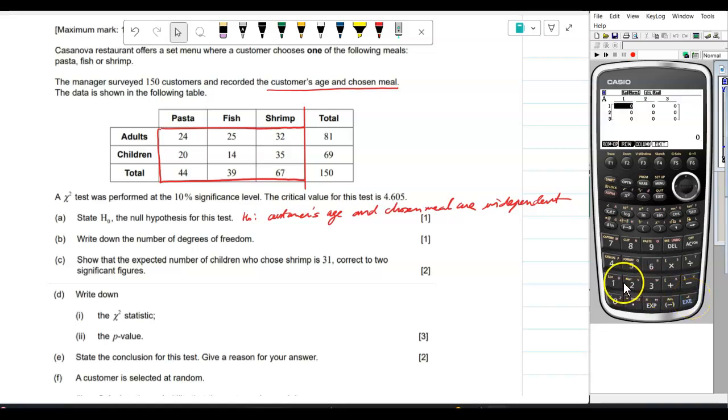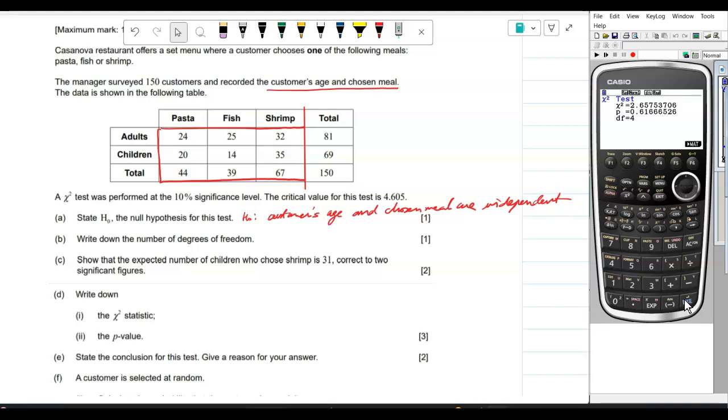You type it in: 24, 25, 24, 25, 30, 32, 20, 14, 20, 14, 35, 44, 39, 67. Then exit, go down and execute. So this will give me everything.